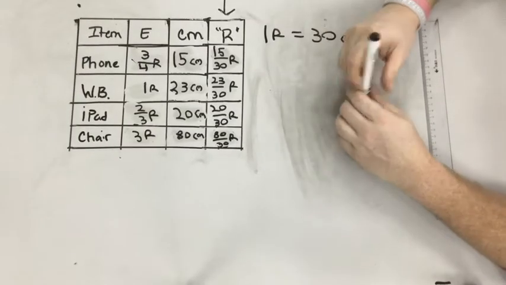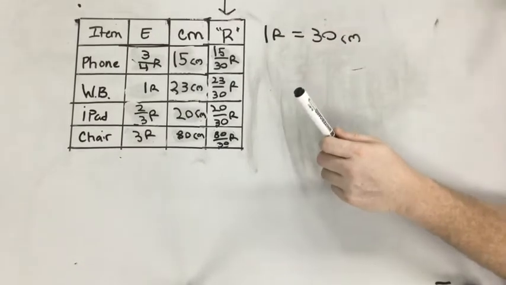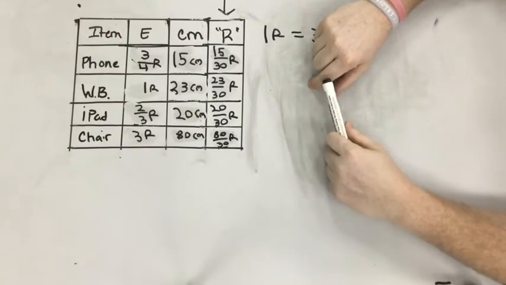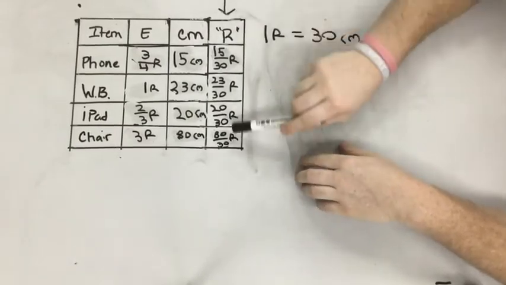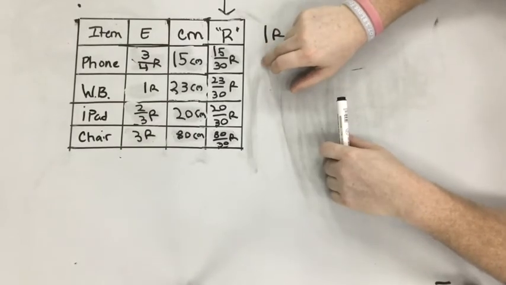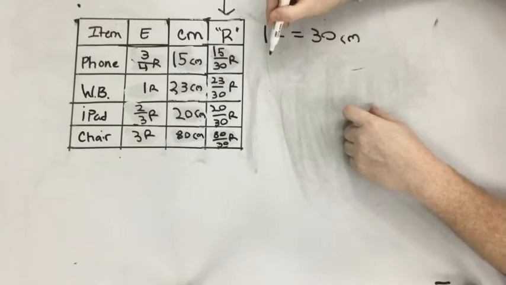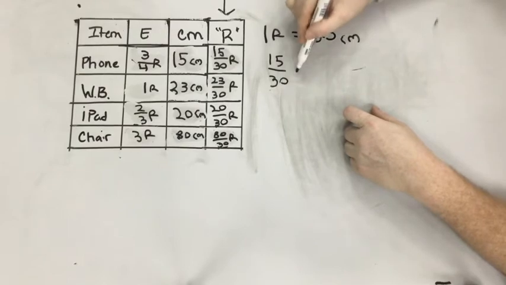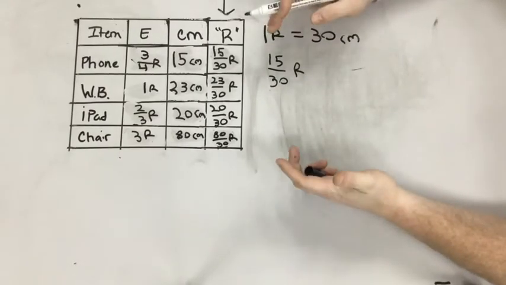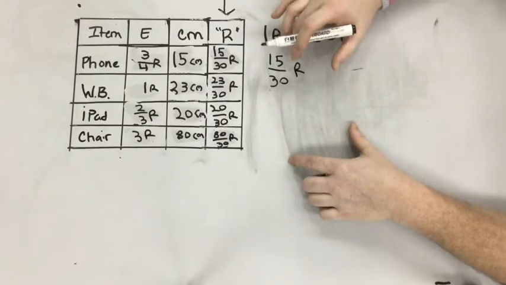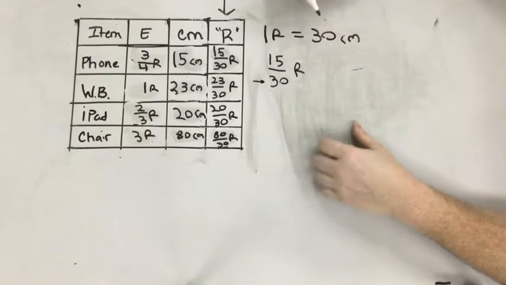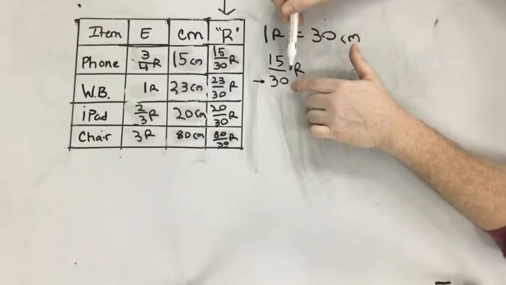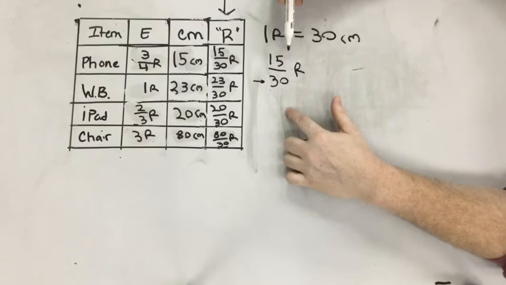Okay, now you may think, great, I'm done. But that's not true. Earlier in this video, we talked about something called reducing our fraction. And if we look at our R column here, there are some fractions that can be reduced. Let's take a look at the phone. 15 over 30 R. Now, I don't know about you, but very rarely do I hear somebody refer to something in 30ths, 15 30ths. But what we can see is we can look at these and realize that this fraction can be reduced.